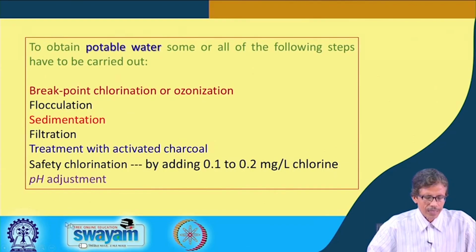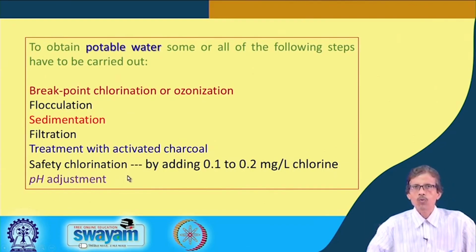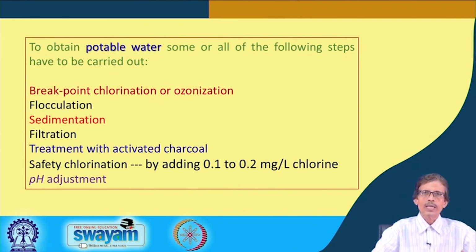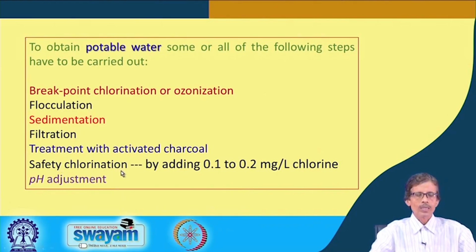Then, as we have seen, chlorination and ozonization. How can we go for safety chlorination? That means we can improve the quality of the water available for some industrial purpose, or sometimes water used for a swimming pool, where we do not allow the growth of bacteria or fungus.